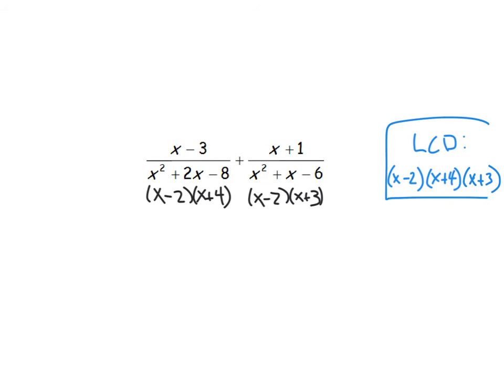All right, now we have our LCD. And now we need to make sure that both of our fractions have that LCD as their denominator. Now remember, we're done with that expression and this expression since we factored those. We can try to simplify the work a little bit.